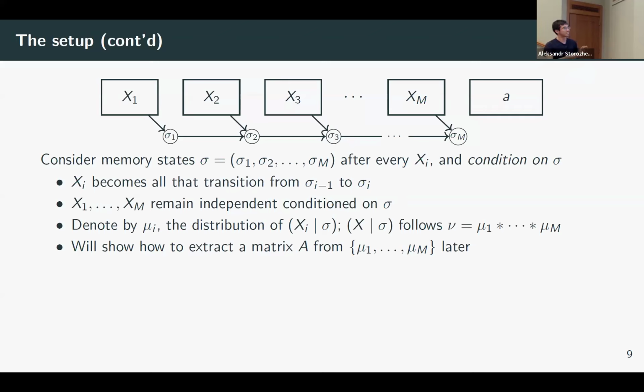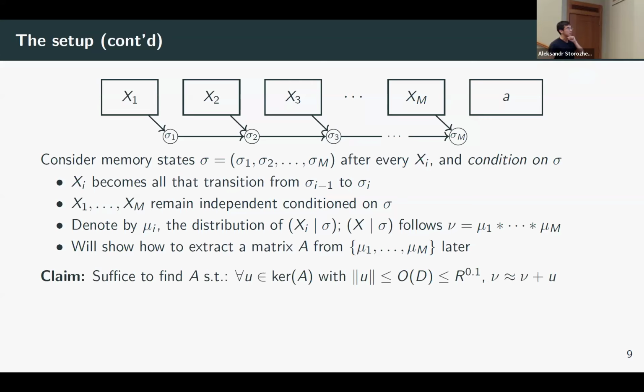And so I just gave them a name. Mu i is the distribution of xi conditional on sigma. And then because they're independent, the distribution of the sum is just the convolution. And then we're going to show later how to extract a matrix A from these distributions. Okay, but before that, I'm going to claim what the goal of this extraction of the matrix is, so that it will correctly compute f in this framework.